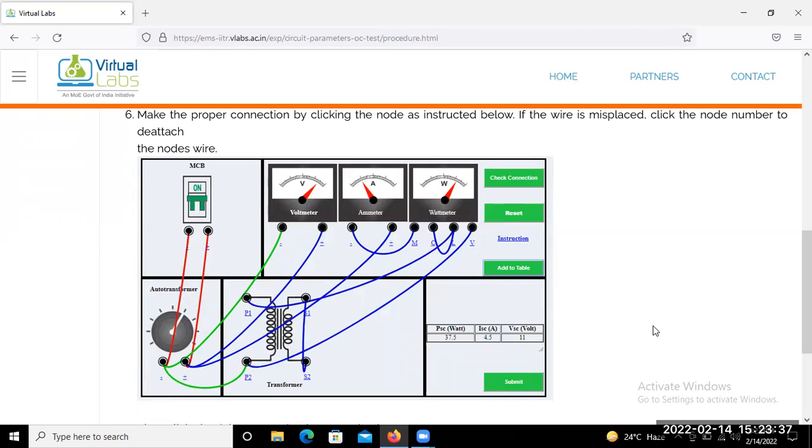So you have to follow this procedure, and if your connection is correct, then you click here, and then the add to table button. So we will get the readings, that means the wattmeter reading, power at short circuit, the ammeter reading, I short circuit, and the voltmeter reading, volt short circuit, since we are doing the short circuit test. If you submit, then you will get the final value. Okay, so we stop here, and in the next class we will try to perform this experiment.